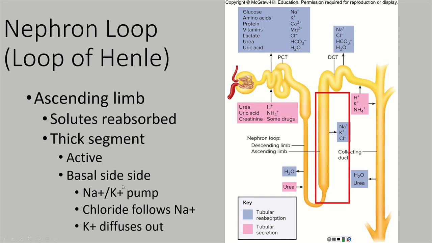On the basal side of that ascending limb, so this is the side closest to the blood, the sodium-potassium pump is moving sodium into the interstitium so that it can pass back into the blood. Chloride, with its negative charge, is following the sodium. And then potassium is diffusing out. So all that sodium and chloride and potassium is still going into the interstitium and ultimately into the blood. We'll see what actually happens when it's in the interstitium next class.